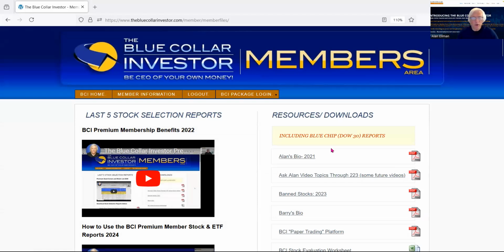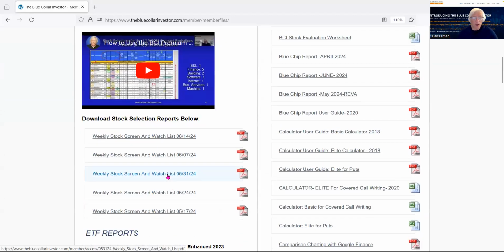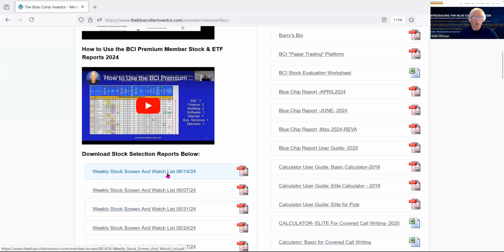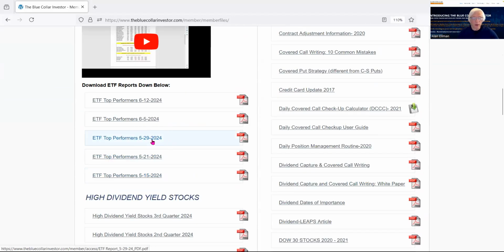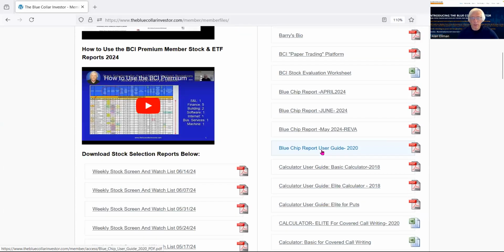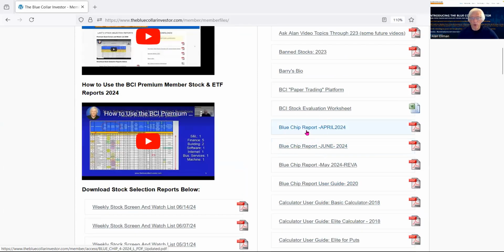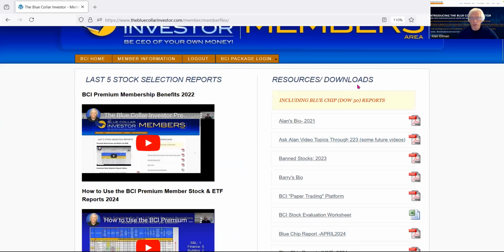I selected one security from each of our recent reports and a hypothetical portfolio of $50,000. So 3 securities, $50,000. I took one security from our premium member stock report, which is published on weekends. We start producing it once the market closes on Friday. The second security comes from our ETF report, and I'll show you these very shortly, which is published midweek. And the third stock comes from our Dow 30 or blue chip report, which is located on the resources download section of the member site.